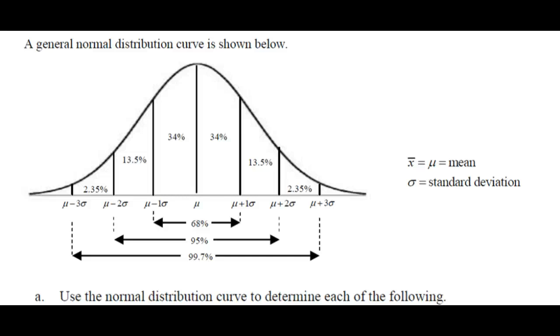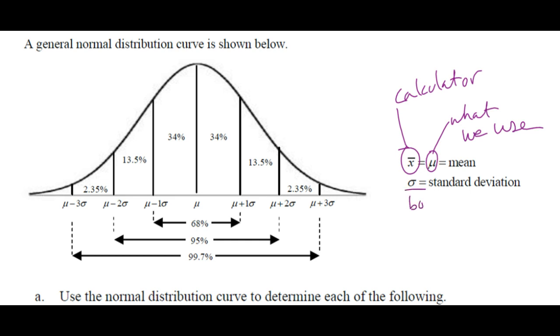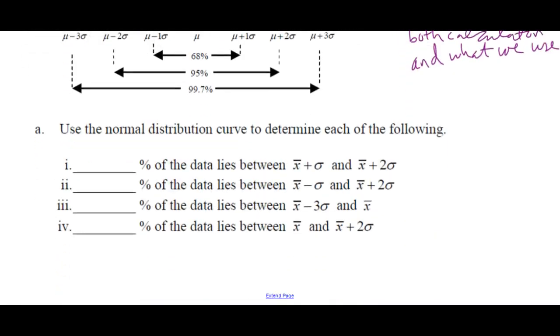Mu, mean, x bar, that's what your calculator shows. That's what we use, right? Calculator, and what we use. So the sigma, that's in the calculator and it's what we use, right? Both of those are the same. Calculator uses x bar, we use mu. Okay, for talking means, use a normal distribution curve to determine each of the following.